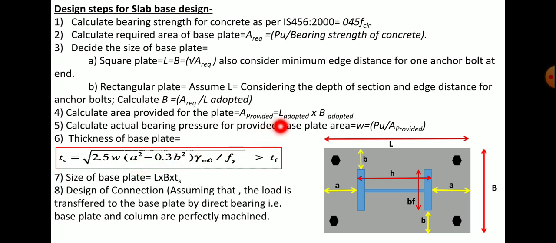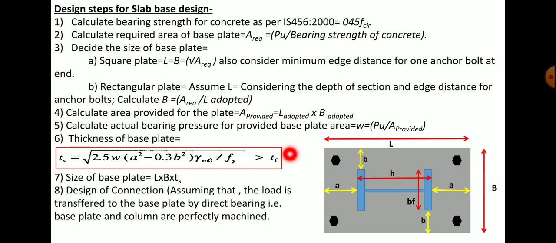After adopting L value, that is length adopted and breadth adopted, L value is going to be known to us, and we also have depth of section. So you can calculate A projection as, so A projection will be what? Length minus H value divided by 2, that is going to be your A projection. Similarly you calculate B projection as breadth adopted minus width of flange divided by 2.